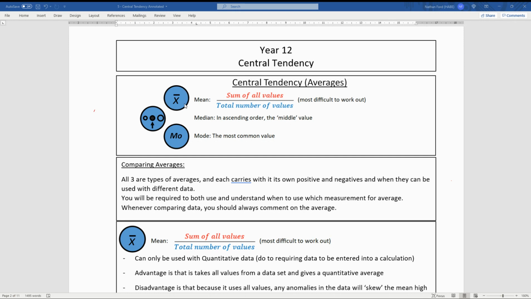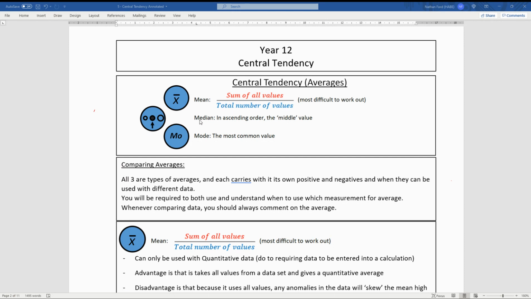Now, mean's more difficult. I was going to put a little frowny and angry face, but really, I want you to recall mean as this here, which is known as x bar. X bar means the mean of x. And to be able to find the mean, since you're going to sum all the values, it has to be quantitative, okay? Because you need quantities, you need numbers. So what you do is you sum all the values and you divide it by the total number of values.